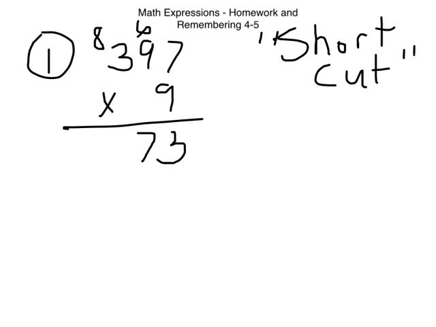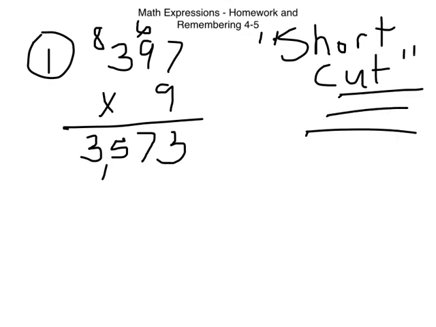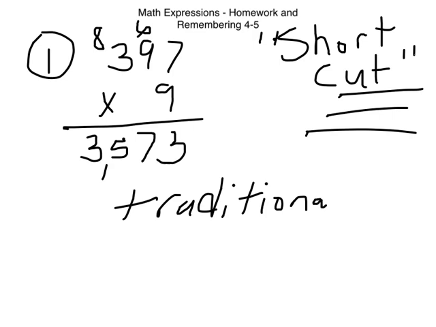And then our last is 9 times 3, which is 27 plus 8. 27 plus 8 is 35. So we write 3,573 for number 1. And we're referring to this as the shortcut. A lot of us know this from grade school as the traditional way of doing multiplication. And it's fine. If you love this way, if this is the way you understand it, then that's fine.